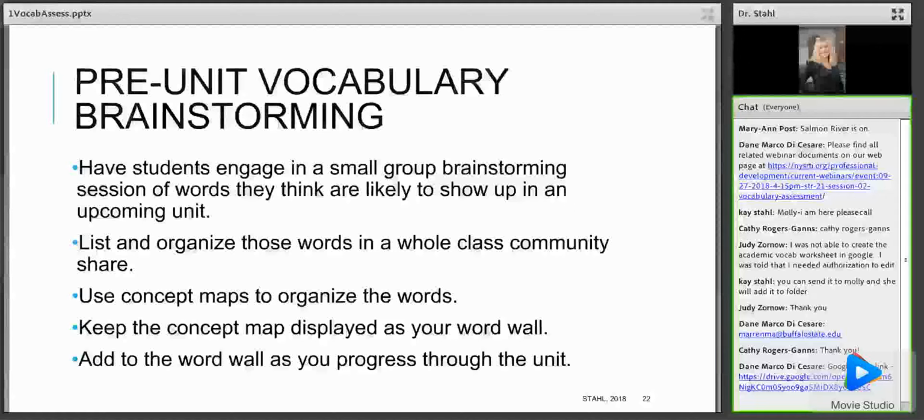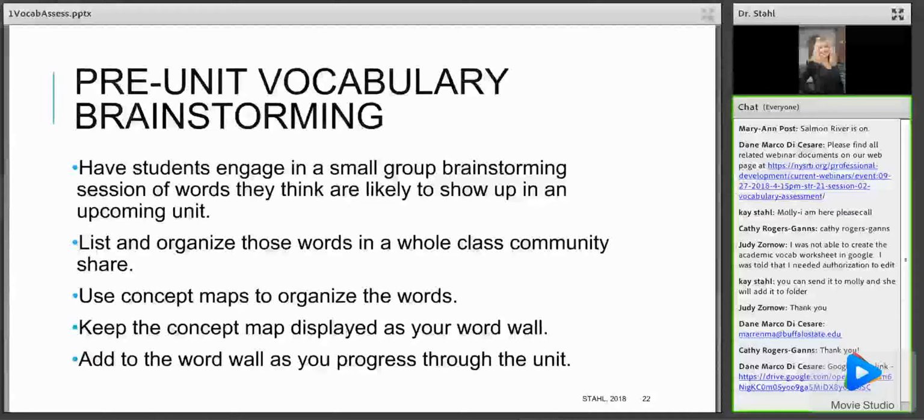Okay, another activity is pre-unit vocabulary brainstorming. So you have the students engage in a small brainstorming session of words they think are likely to show up in an upcoming unit. So they would brainstorm the words independently, then they might talk about them in a small group, and finally you would list and organize those words in a whole class community share. Then you would use concept maps to organize the words that they generated. And then that becomes your word wall.